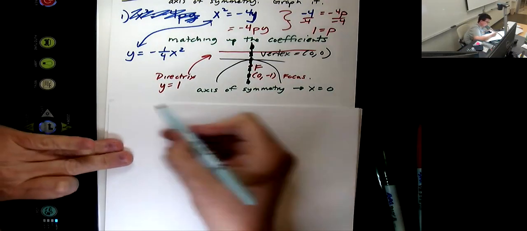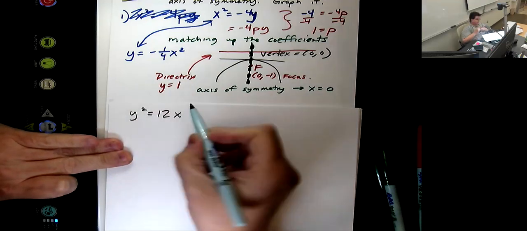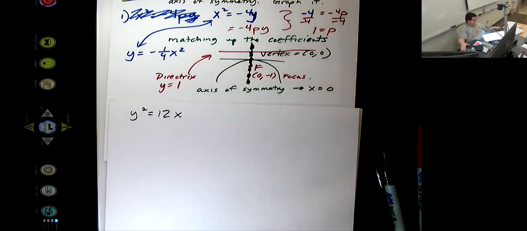Now I want you guys to do the same thing for y squared equals 12x. Now that we walk through one together, give it a gander yourself. We'll do it together in a couple minutes.